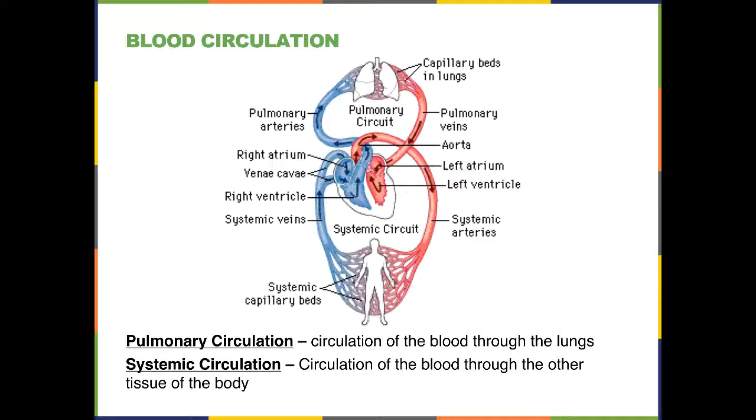The systemic circulation circulates blood through the entire body. And what you see is once the blood enters the left side of the heart and goes out through the aorta, it then travels through the systemic arteries and into the body, the systemic capillary beds. Then it's recollected and comes back up through the veins and back into the right side of the heart and into the right ventricle. Now, essentially, the body is set up with two circulations, a circulation through the lungs and a circulation through the body.